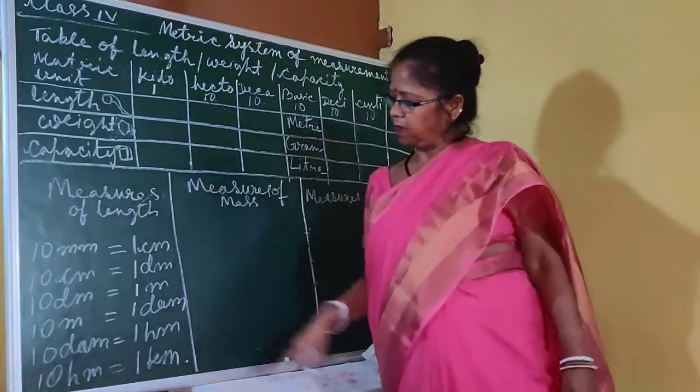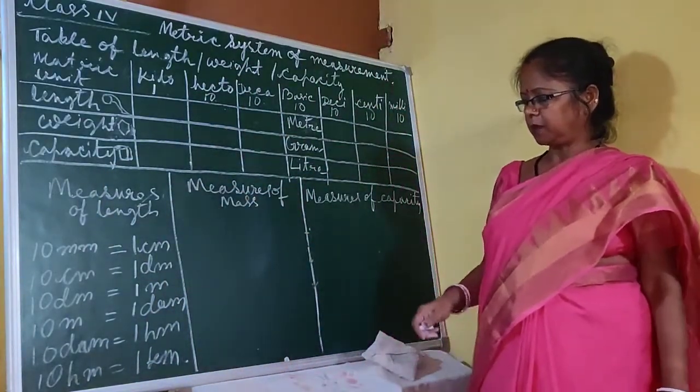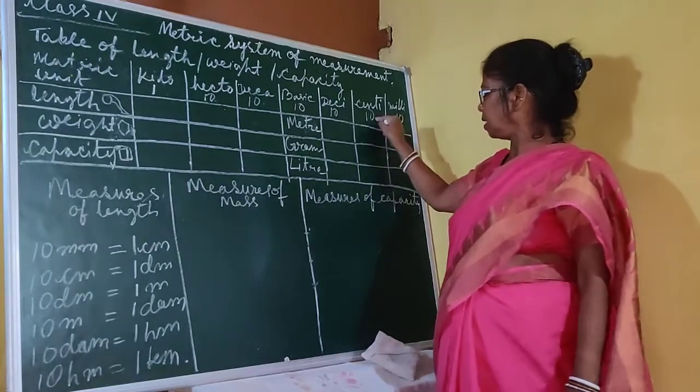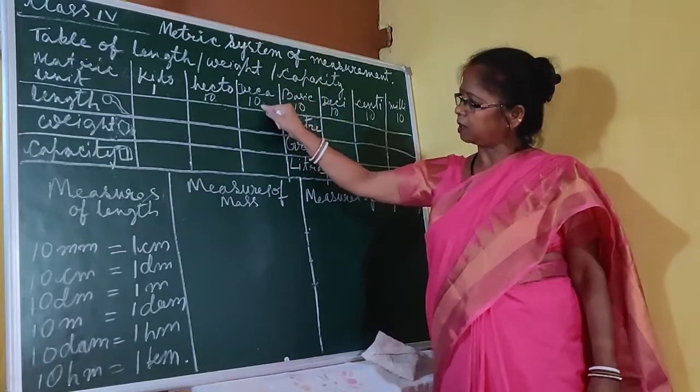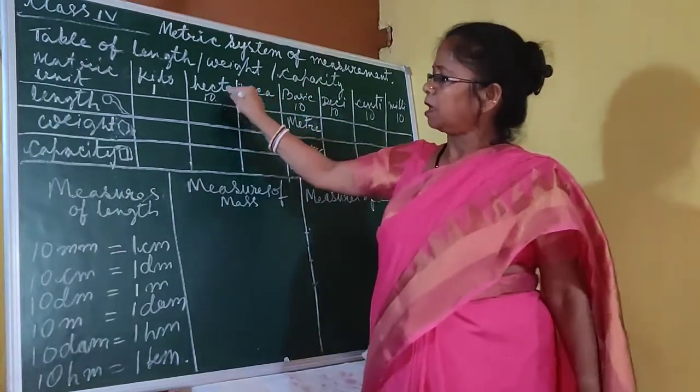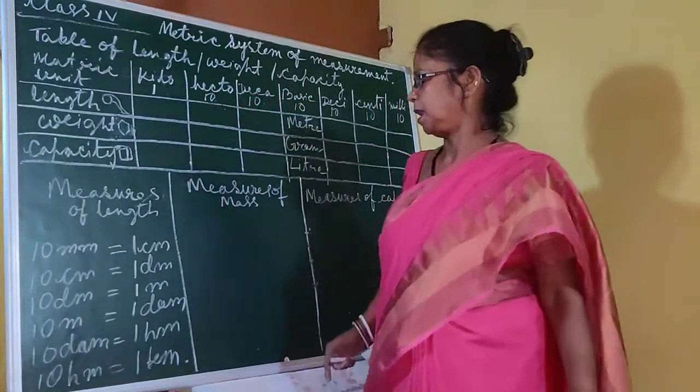This is measurement of length. 10 millimeter, 1 centimeter; 10 centimeter, 1 decimeter; 10 decimeter, 1 meter; 10 meter, 1 decameter; 10 decameter, 1 hectometer; 10 hectometer, 1 kilometer.